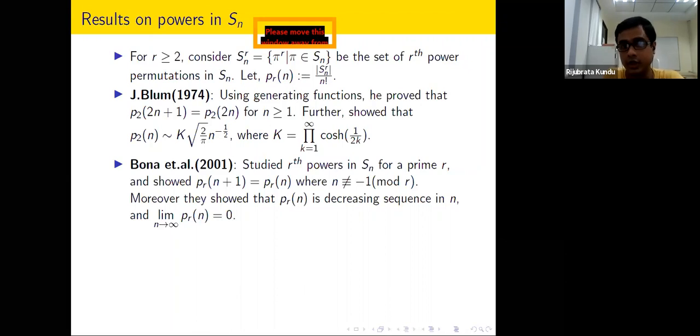They did not use generating functions. They used really bijective methods to arrive at these kinds of results.